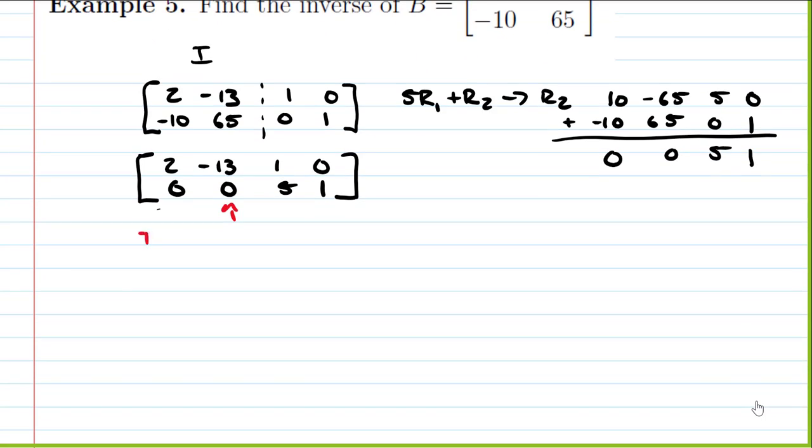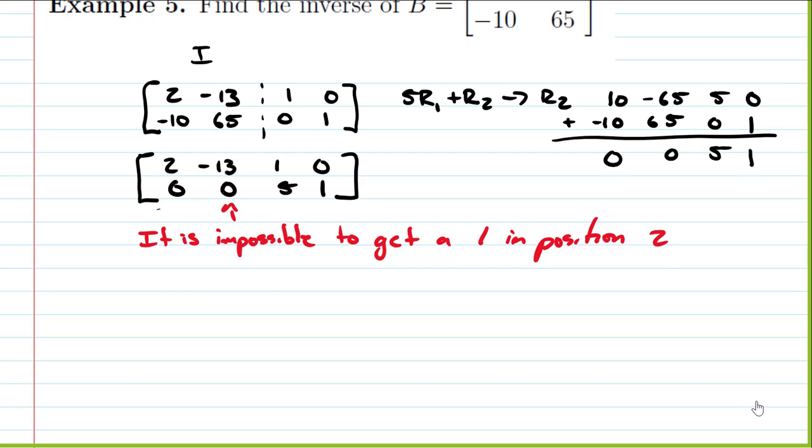It is impossible to get a 1 in position 2, 2, right? So the matrix is singular and does not have an inverse.